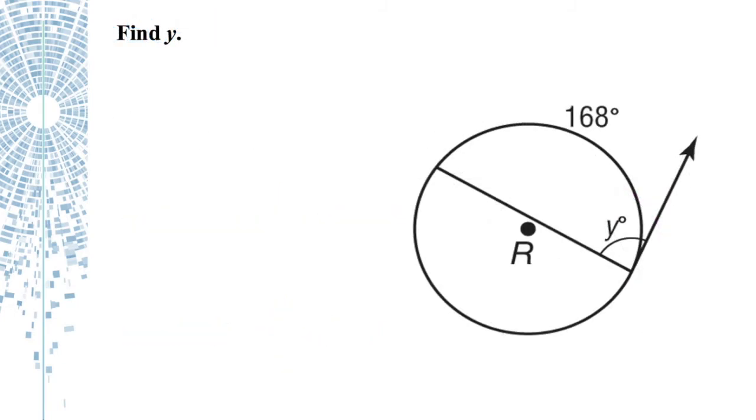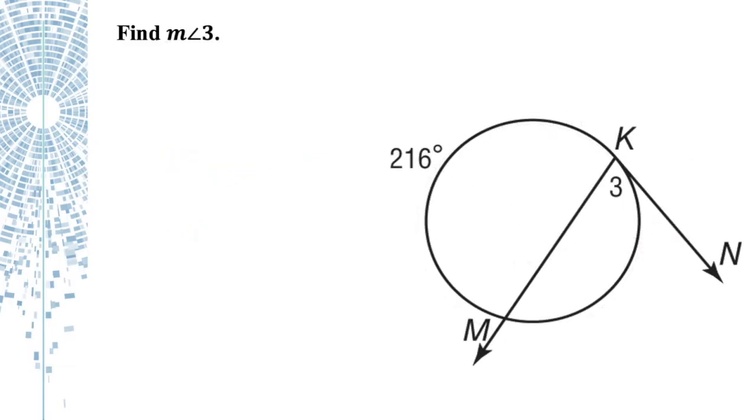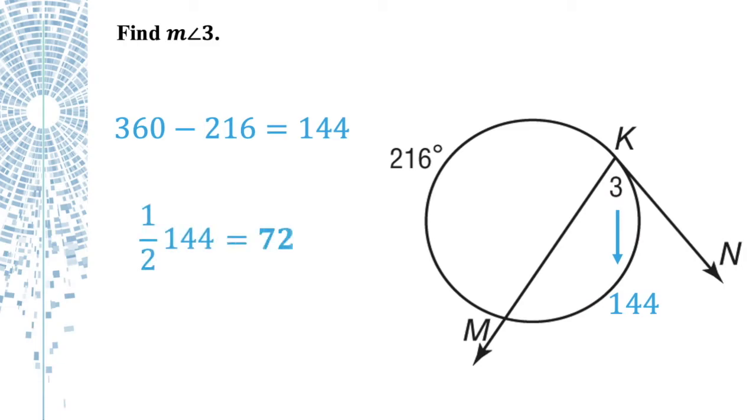So on this one, if we want to find the measure of angle Y, we just have to take 1/2 of its intercepted arc of 168, which is 84. If we want to find the measure of angle 3, we just have to take 1/2 of its intercepted arc. But there's no measurement there. But we can find the measurement by taking 360 minus 216, the rest of the circle. So we know that its intercepted arc is 144, and 1/2 of 144 is 72.